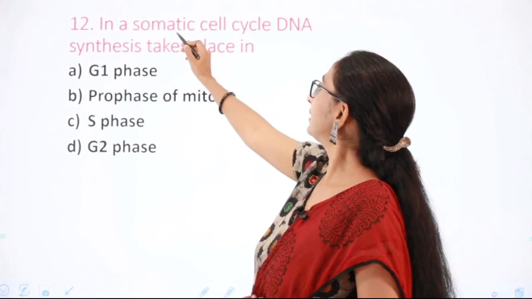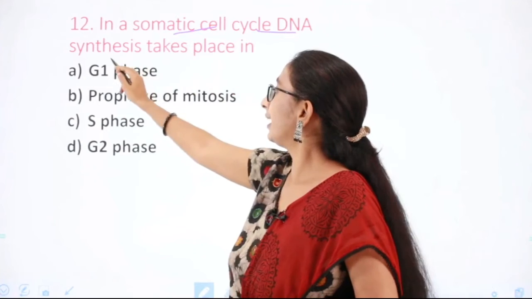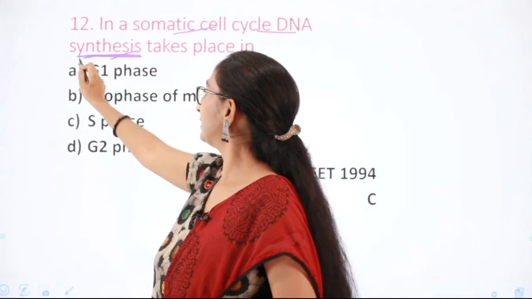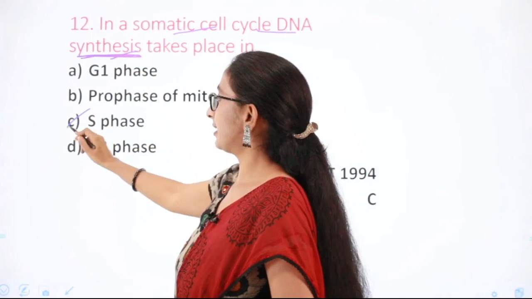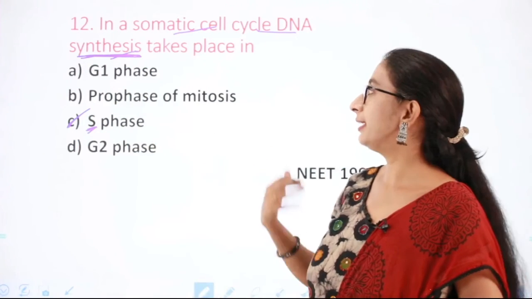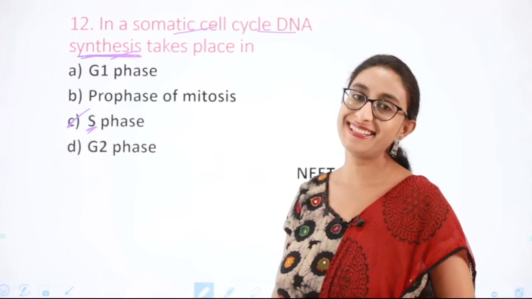In a somatic cell, DNA synthesis takes place in the, see here itself they are giving us a clue. DNA synthesis happens in the S phase. S here stands for synthesis, isn't it? So DNA synthesis occurs in the S phase.